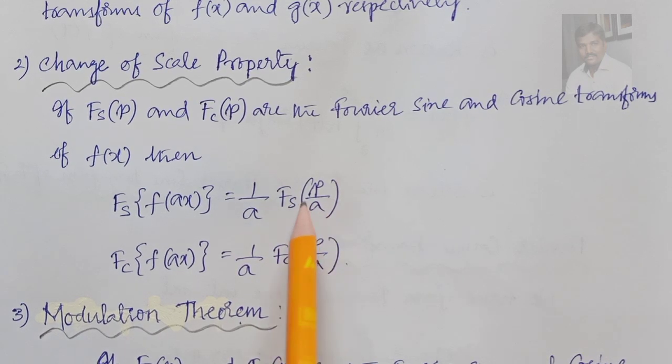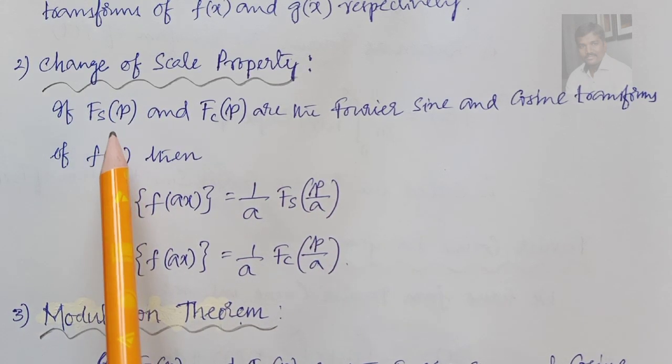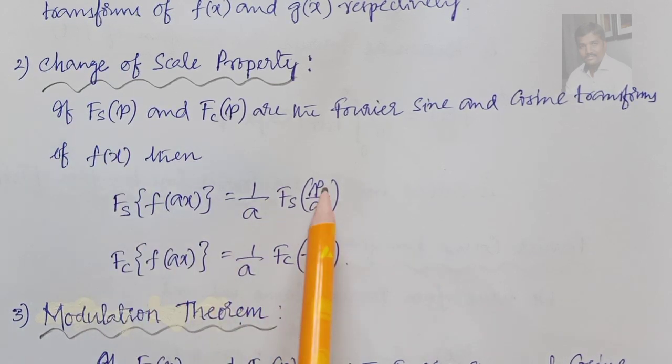Just we have to put p/a in place of p, since we know that Fs(p) is the Fourier sine transform of f(x). So you just put p/a in place of p. Now similarly, Fc of f(ax), the Fourier cosine transform of f(ax), is equal to 1/a into Fc(p/a).